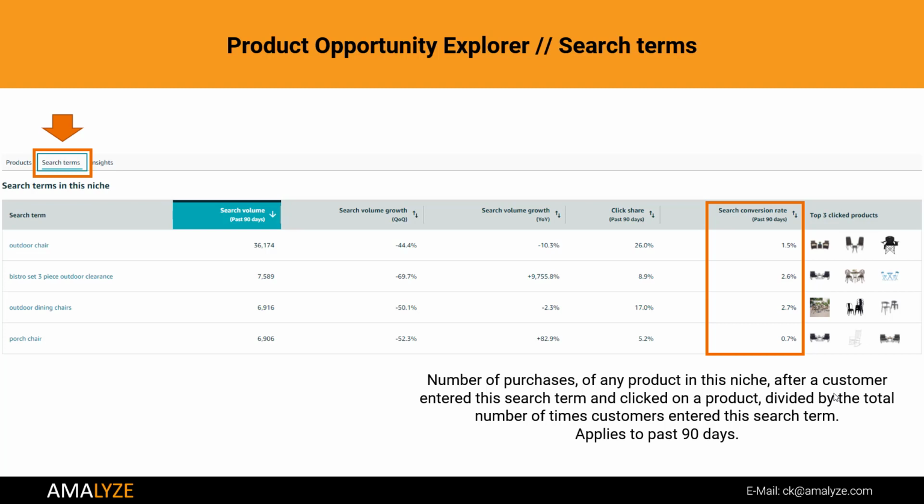Search conversion rate: the number of purchases of any product in this niche after a customer entered this search term and clicked on a product, divided by the total number of times customers entered this search term. That is absolutely cool information, and you can directly see where the search conversion rate is higher or lower. That is awesome from my point of view.